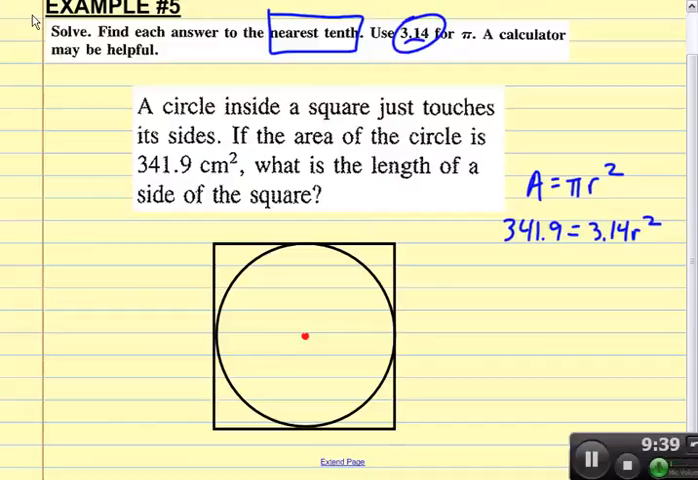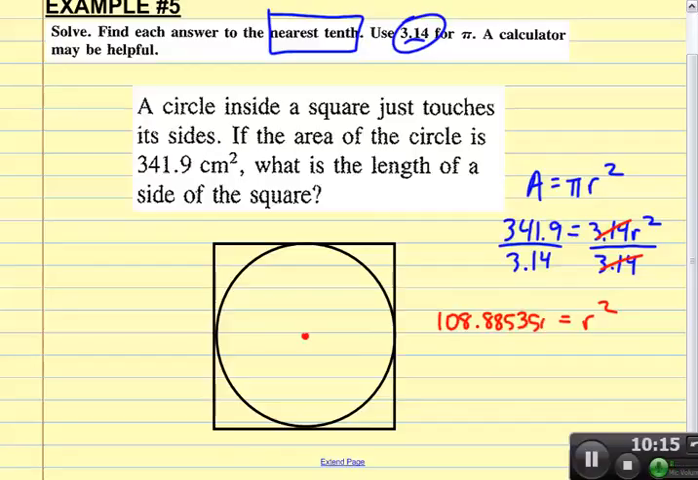Let's divide this side by 3.14 and this side by 3.14, and see what we get. 341.9 divided by 3.14. That's going to give me, and don't round until you get an answer, that cancels, that cancels. I'm going to get r squared is equal to 108.88535503. Now that's what r squared equals.